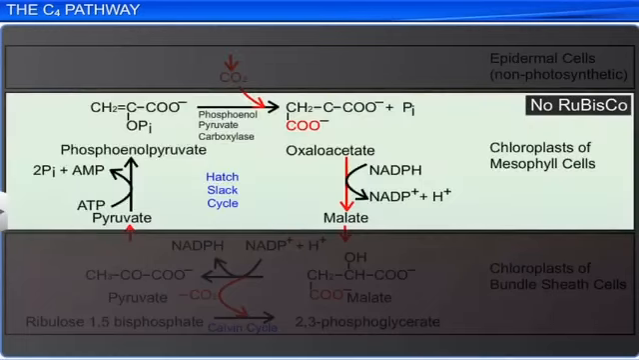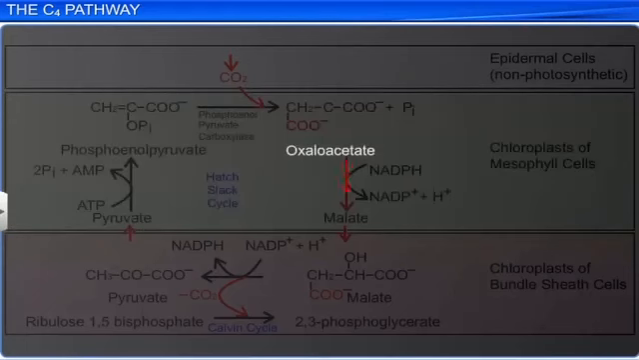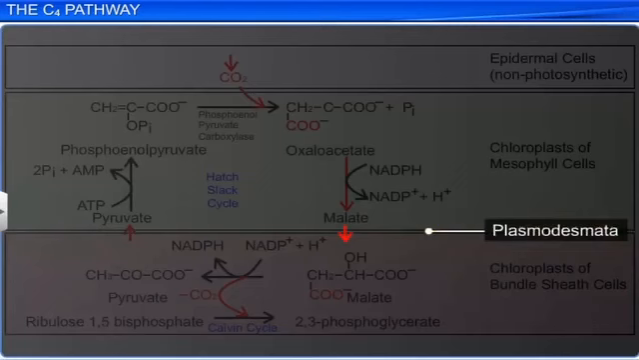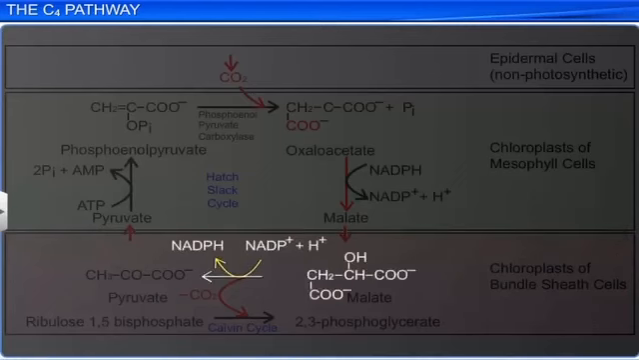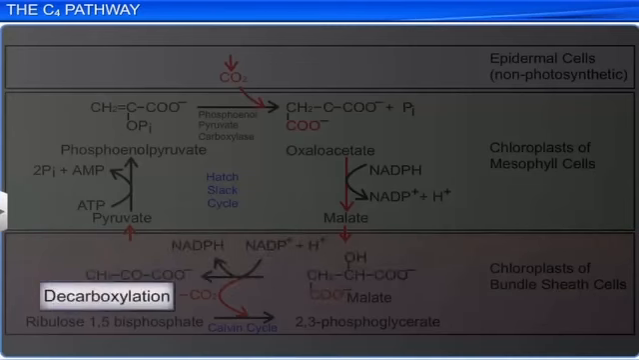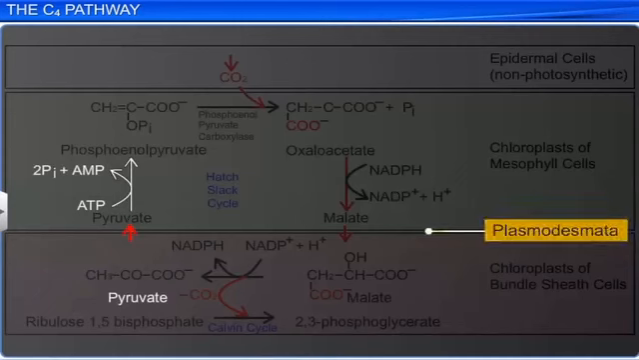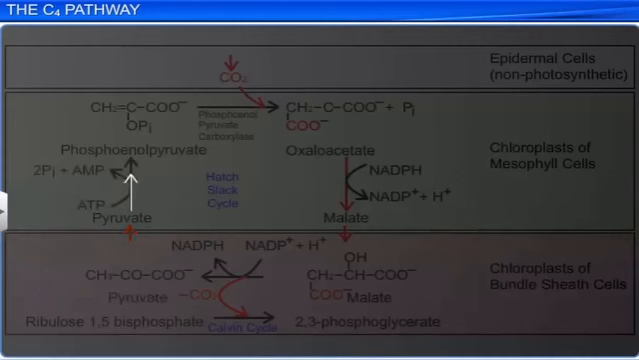Rubisco is absent in the mesophyll cells of C4 plants. Oxaloacetate is quickly converted to either malate or aspartate and is transported to the bundle sheath cells through plasmodesmata, where it is decarboxylated back to pyruvate. Decarboxylation results in the release of a carbon dioxide molecule. Pyruvate is transported back to the mesophyll cells through plasmodesmata and is phosphorylated to phosphoenol pyruvate. Then the cycle of carboxylation is reinitiated.